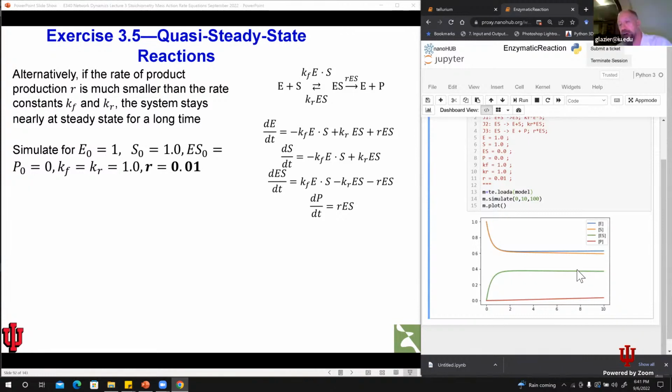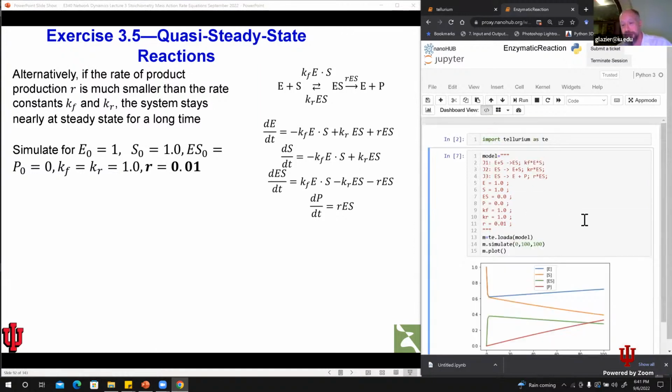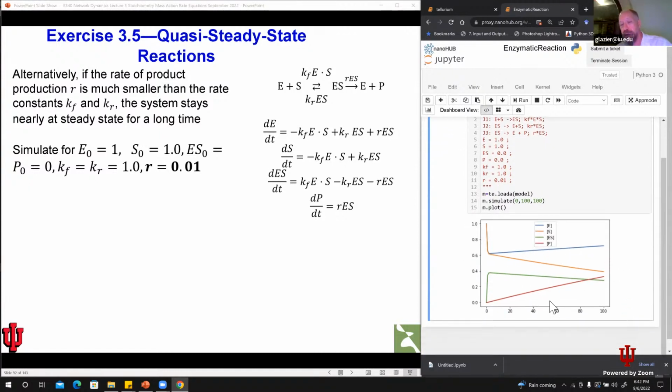But in this case, I have a lot of complex compared to the amount of product. You see a very slow decrease in the amount of substrate. So you say, let's run it to 100 instead of 10. See this nice linear increase of product, nice linear decrease of substrate. And here I see the amount of complex goes down a little bit as things go forward. But over short times, almost nothing changes in the amount of substrate.